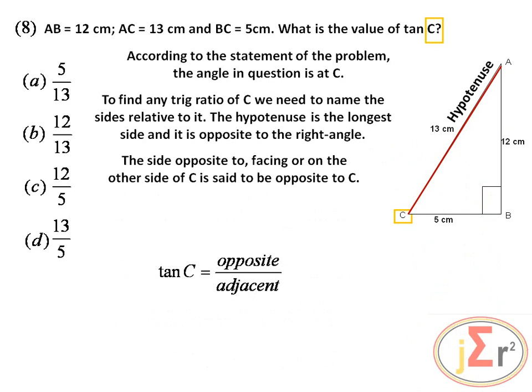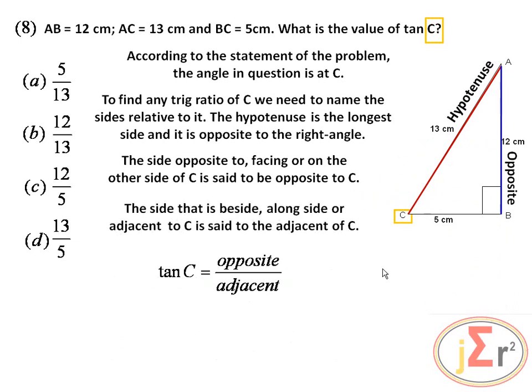The side opposite to, facing, or on the other side of C is said to be the opposite of C, or to be opposite to C. So if it is opposite, like this, facing C, or on the other side of C, that side is called opposite. The side that is beside, alongside, or adjacent to C is said to be the adjacent, which is that one.